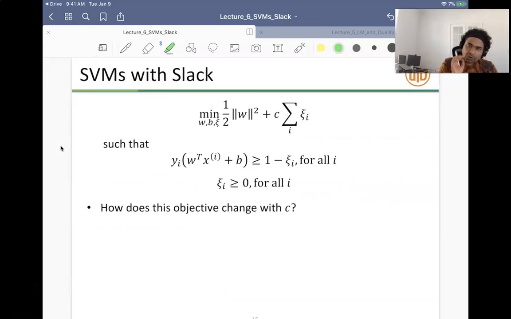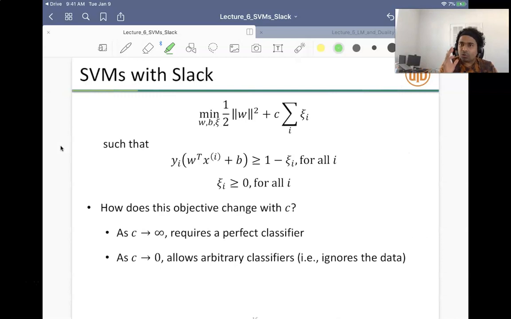Now the critical question is that the way I can control the trade-off between my w and my misclassification is through this variable C, which is what we call a hyperparameter. So how does my objective change with C?